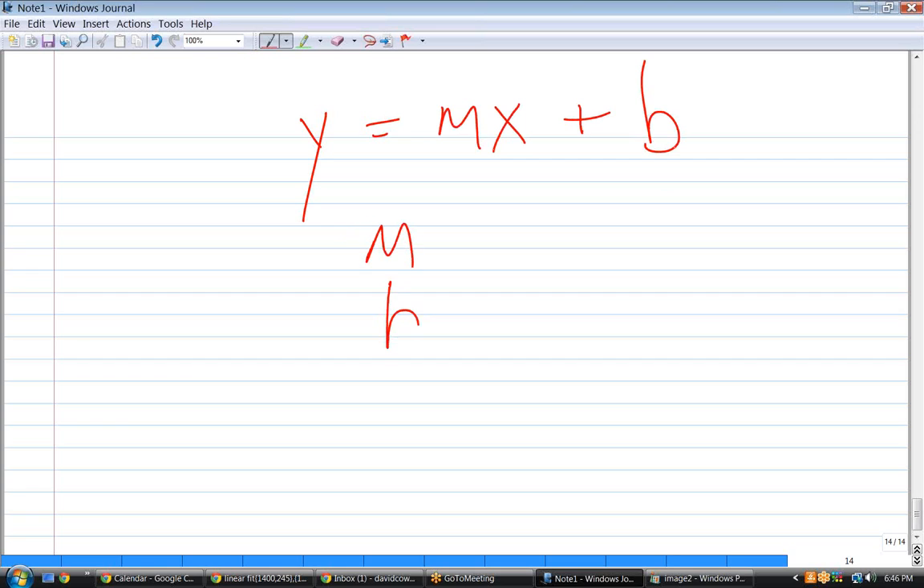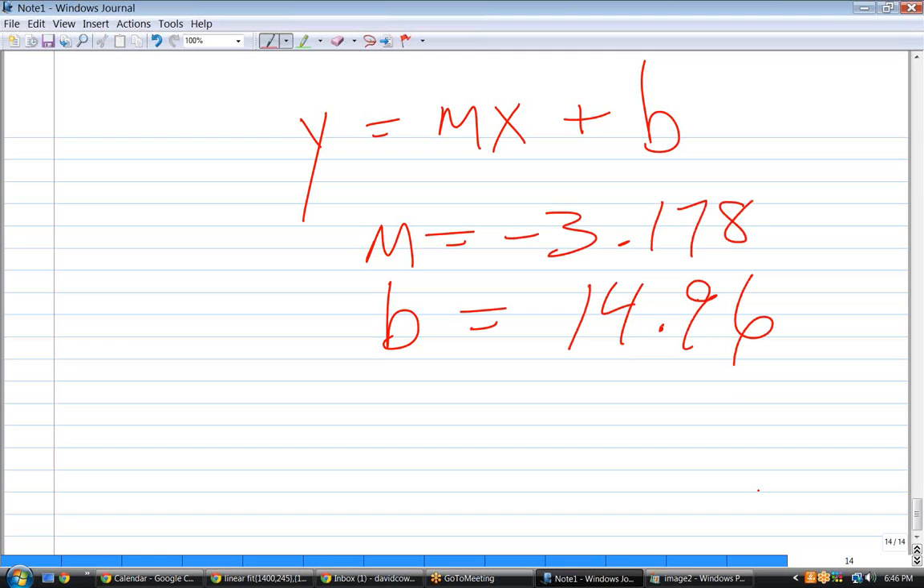So, what do you get when you input this table of lists into your calculator? Your calculator gives you M and it gives you B. Let's say your calculator says M is minus 3.178 and B is 14.96. That means the equation of best fit is this.